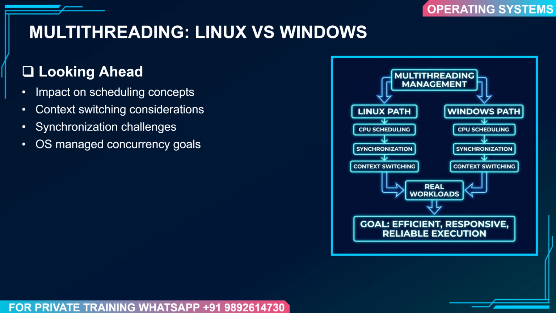As we move forward to CPU scheduling and synchronization topics, you will see how these threading differences influence scheduling decisions, context switching costs, and synchronization problems. Multithreading is not just about creating threads. It is about how the operating system manages them under real workloads. Linux and Windows take different paths, but both aim for the same goal: efficient, responsive, and reliable execution of concurrent tasks. That is it for this video.